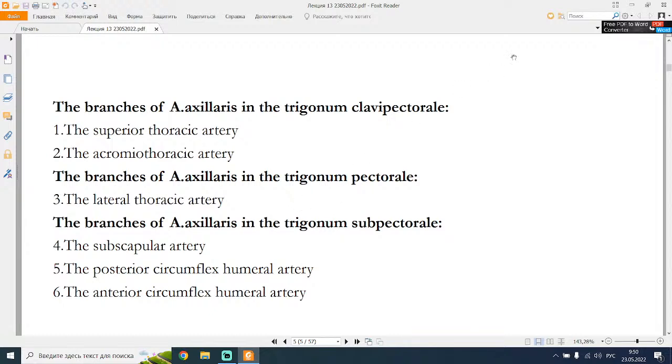The branches of arteria axillaris in the trigonum clavico-pectorale: first, the superior thoracic artery, the acromiothoracic artery. The branches of arteria axillaris in trigonum pectorale: the lateral thoracic artery. The branches of arteria axillaris in the trigonum subpectorale: the subscapular artery, the posterior circumflex humeral artery, the anterior circumflex humeral artery.